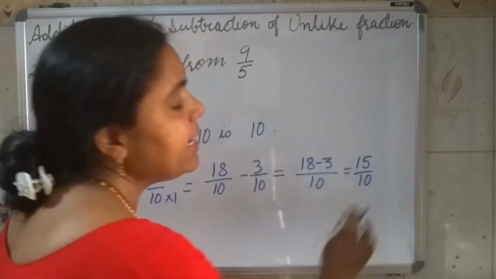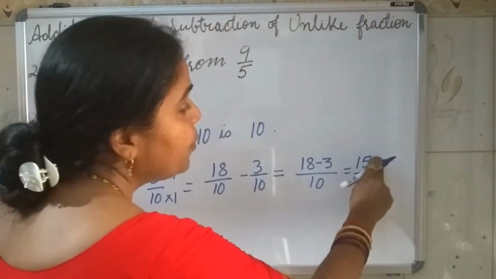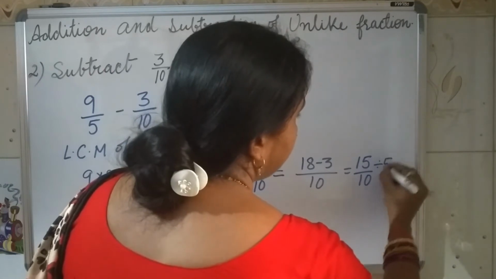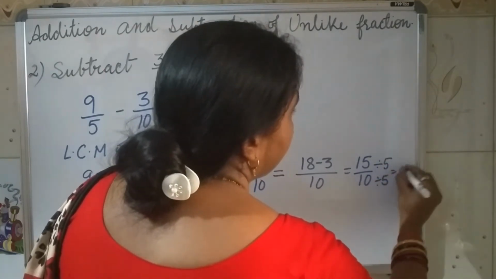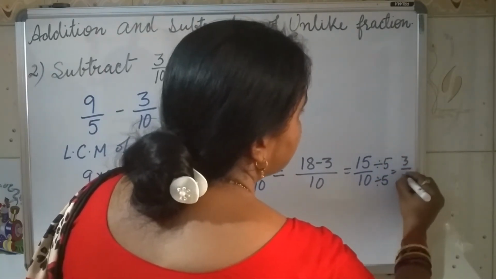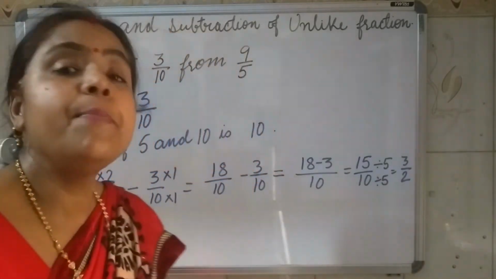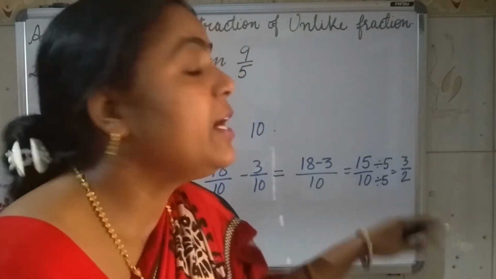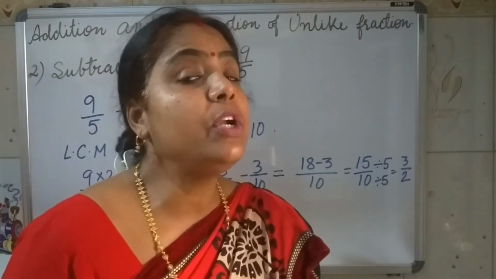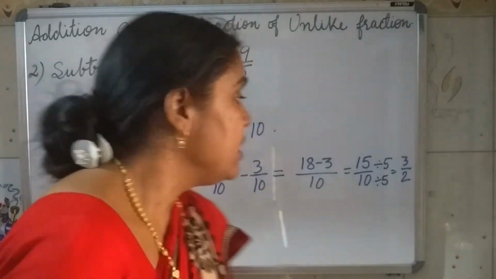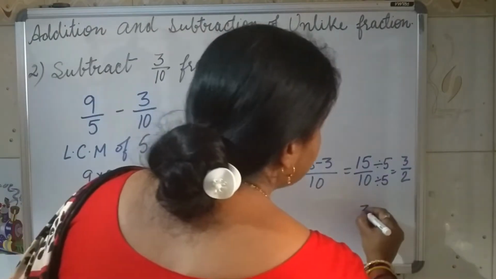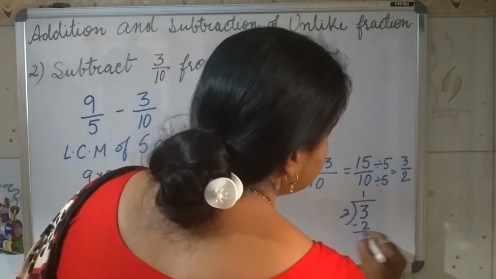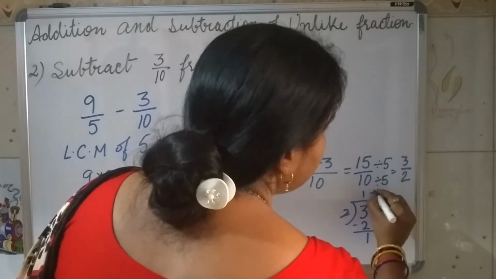Now are 15 and 10 the lowest term? No, because both are divisible by 5. So 5 3s are 15 and 5 2s are 10. Now this 3 by 2 is also not a lowest term. Why? Because 3 by 2 is an improper fraction, and as I told you, an improper fraction should not remain. So what we have to do? We will do this 3 by 2. 2 1s are 2, 3 minus 2 is 1. So what is this? This is a whole number.